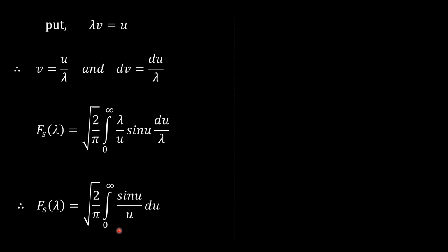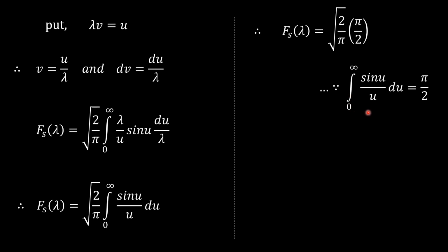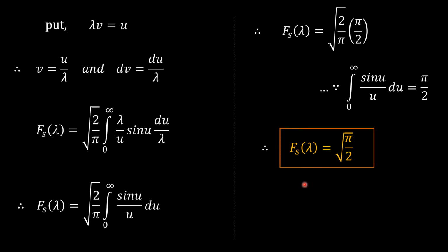Now we know that this is the sine integral whose value is equal to pi upon 2. So Fs lambda is equal to square root of 2 upon pi into pi by 2, because we know that the value of this sine integral is pi upon 2 in the limit 0 to infinity. So simplify this, Fs lambda will be square root of pi upon 2. So that is the Fourier sine transform. I hope you got this example. Now we will go to the next example.